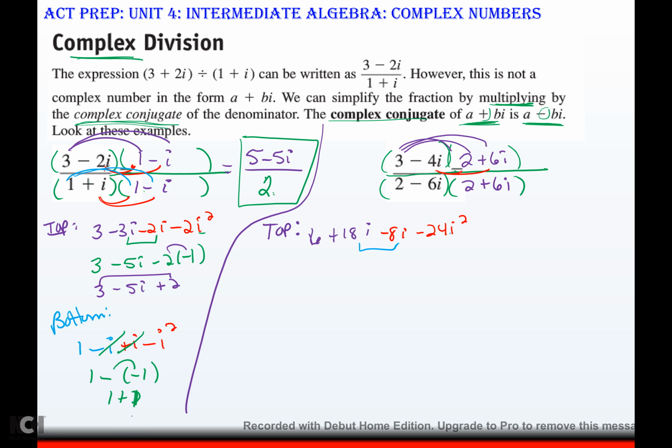Combine i's and change i squared. I get 6 plus 10i minus 24 times negative 1. Distribute. I get 6 plus 10i plus 24. Combine like terms, I get 30 plus 10i. So there's my top.